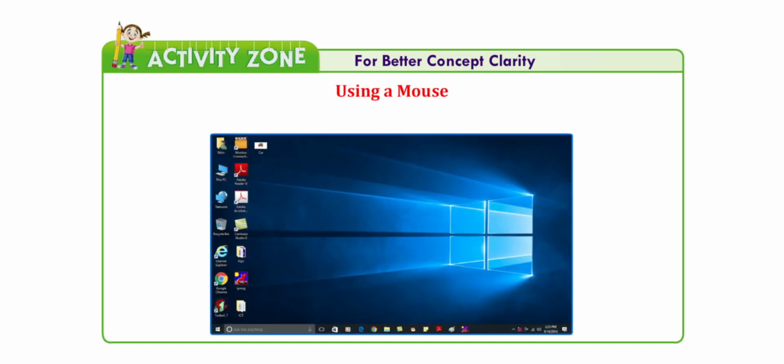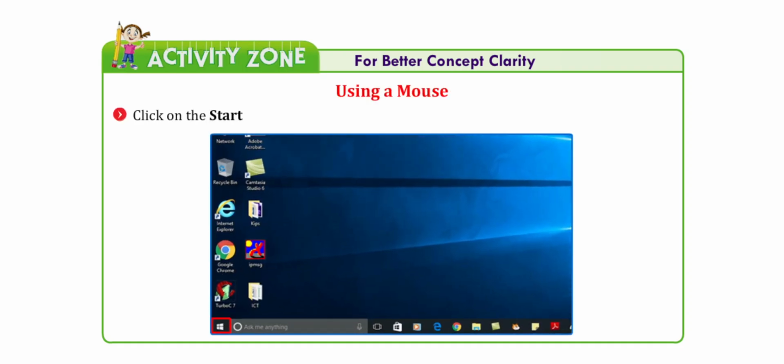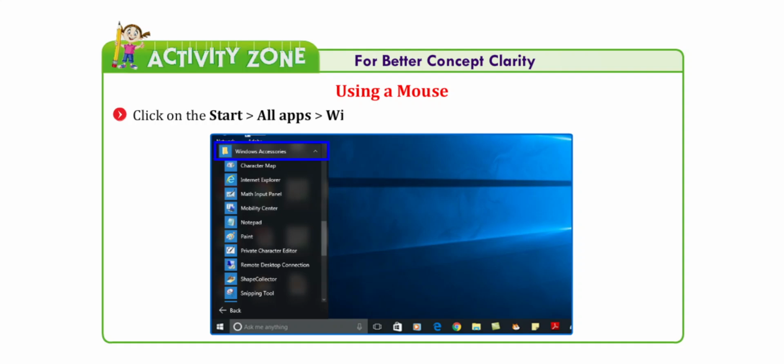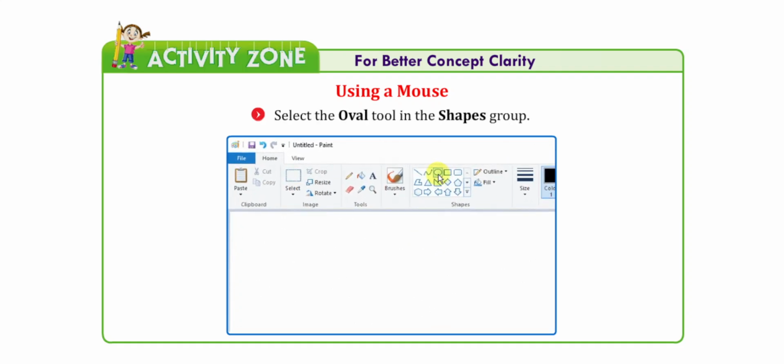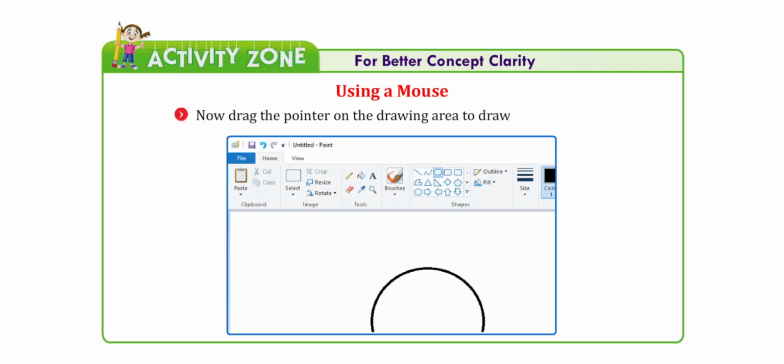Okay students, let us do an activity using a mouse. Click on the Start, then go to All Apps, then go to Windows Accessories and then go to Paint to open Paint program. Select the oval tool in the Shapes group. Now drag the pointer on the drawing area to draw the oval shape.